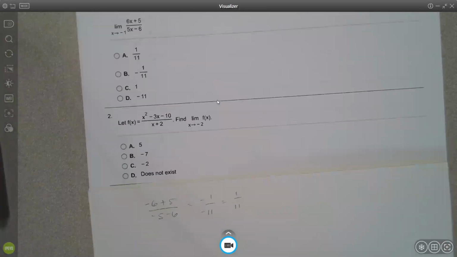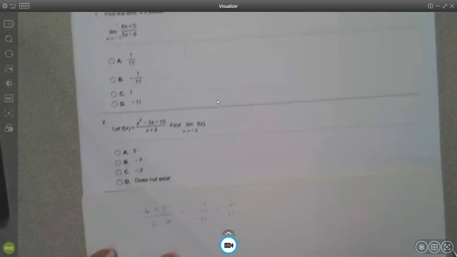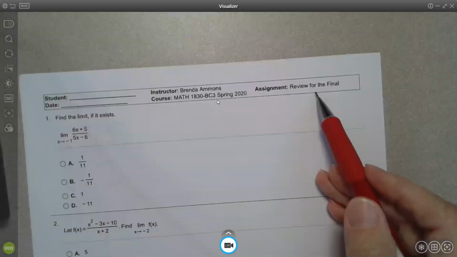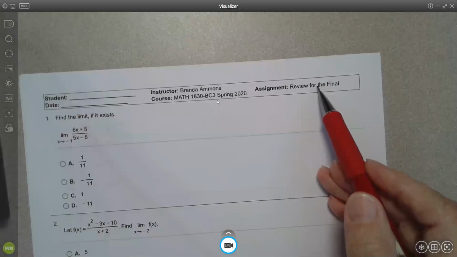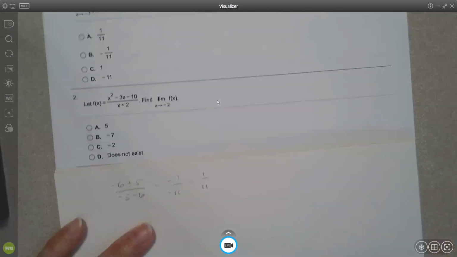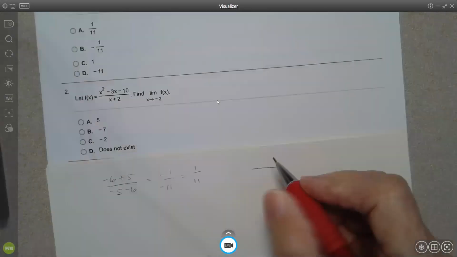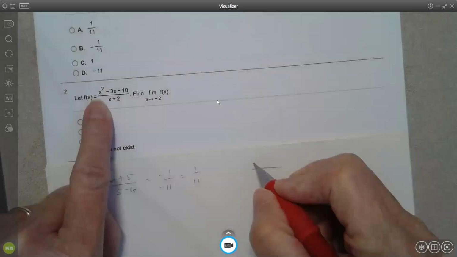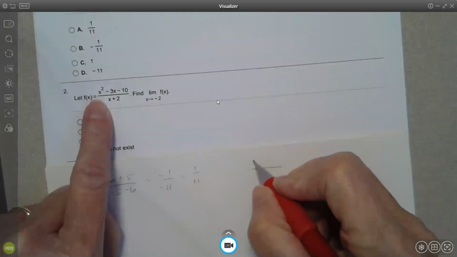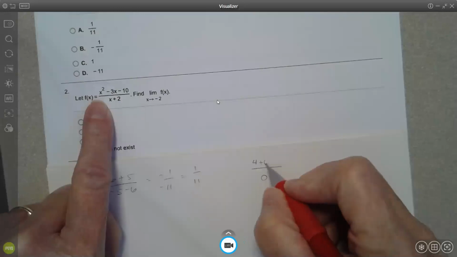Now, this is, I printed this off from my math lab. It's in your homework, and it's titled Review for the Final. And it's open right now. It's a homework. But in number 2, if I do direct substitution, in the denominator, I have 0. In the numerator, if I put -2 in, that would be a 4 plus 6 minus 10. I get 0 over 0, and that tells me I need to do something.